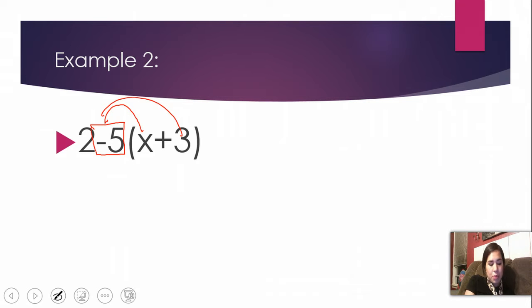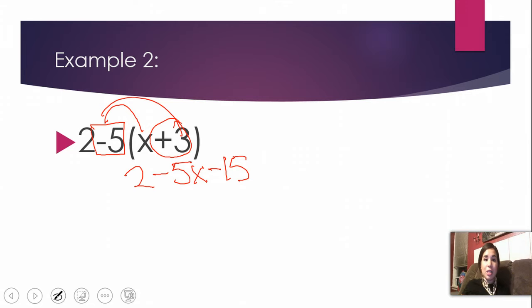So that would be 2x. And then negative 5 times x is a negative 5x. And then a negative 5 times a positive 3, because I need to multiply it with the sign that's in front of it, would give me negative 15.